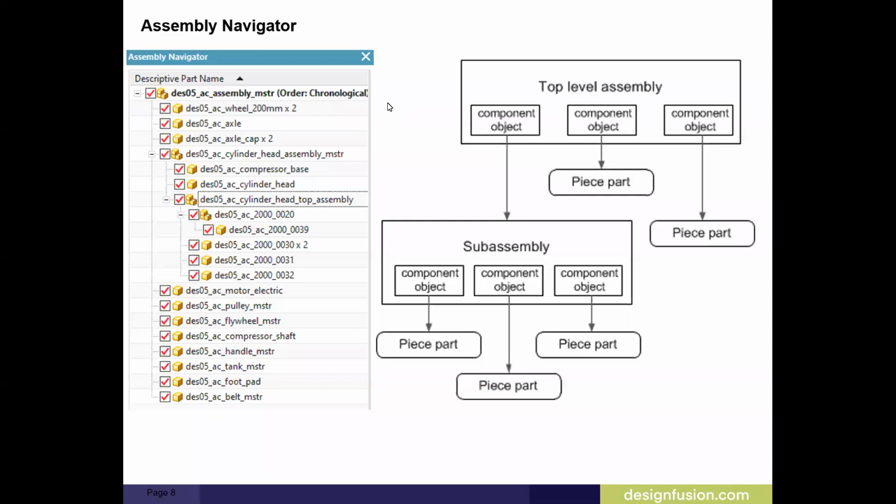This is what the assembly navigator looks like. You've got the top level assembly right here at the top. Within that top level assembly, you can have other components, just as you see here, or sub-assemblies, or even take it another level, which is another sub-assembly, as you can see there as well.